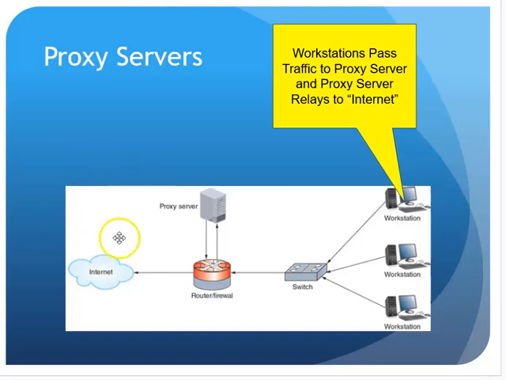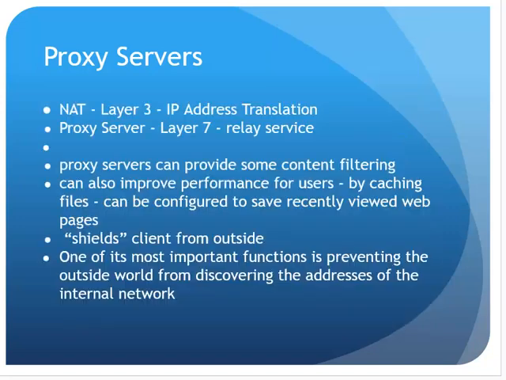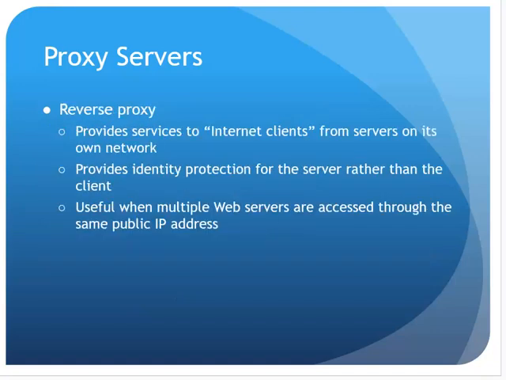Well, coming back is the helpful part. Coming from the internet back, this sits between the internet and you. So it's a low-level protection, but it's another piece of the protection puzzle, if you will. Some places will use proxy servers to do that. NAT, Layer 3, IP address translation, proxy server layer 7, it's your relay service. And just that, we're saying it's shielding the client from the outside. Shielding it from the outside.